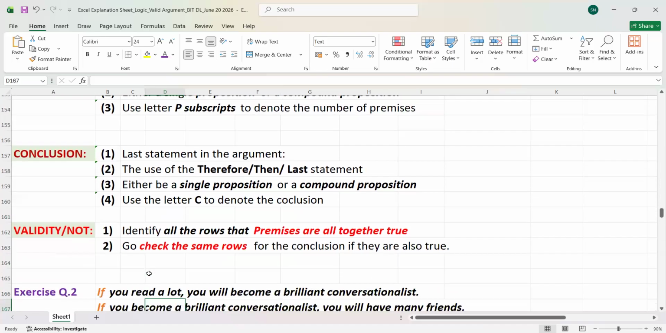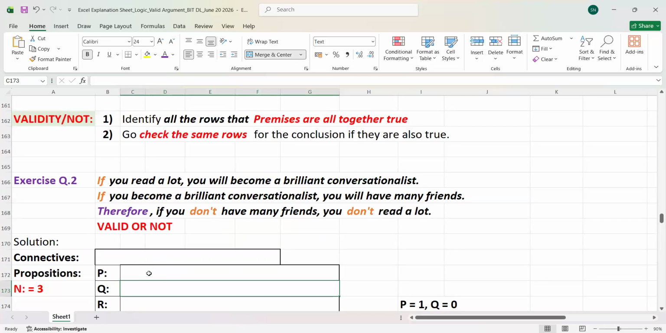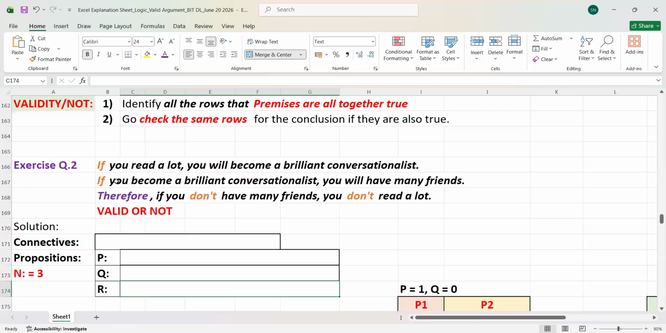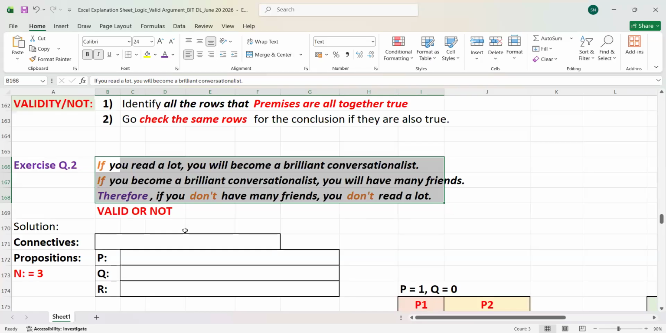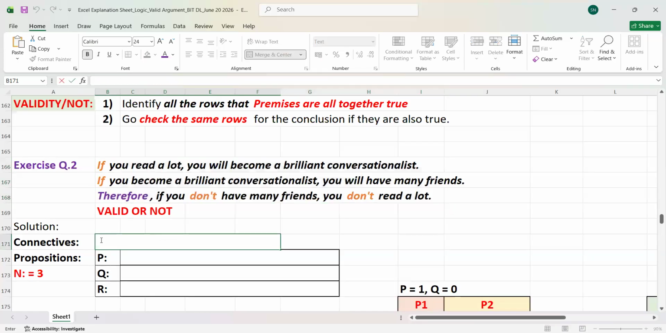Okay, so let's now take this question and see if we can do justice to it. If you read a lot, you become a brilliant conversationalist. If you become a brilliant conversationalist, you have many friends. Therefore, if you don't have many friends, you don't read a lot. The first thing is, what are the connectives here? What words represent connectives here? If, then. Okay, so here in this question, the word if was used, but you don't see the word then.